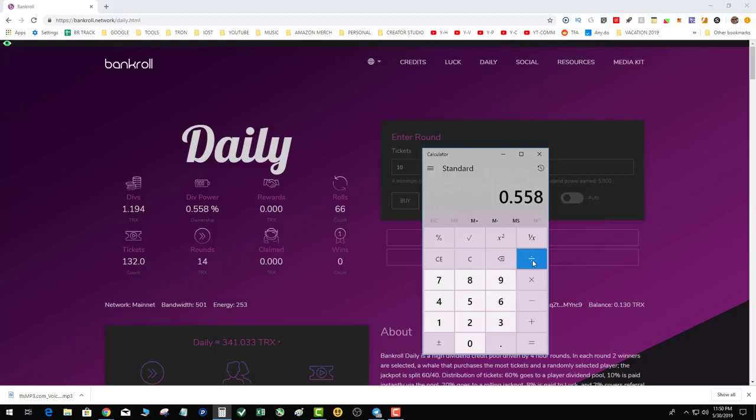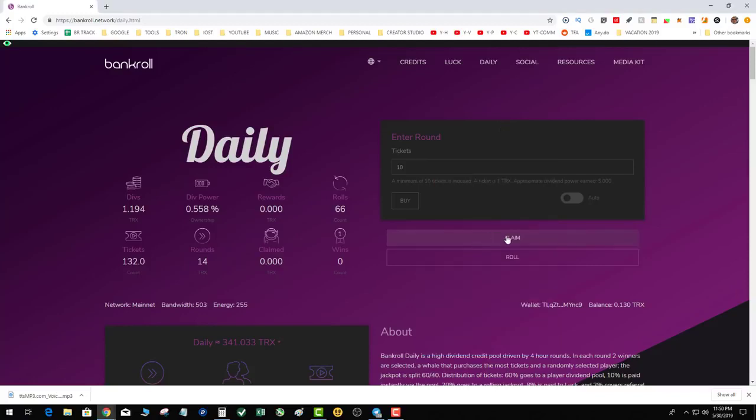So theoretically, if I hit the claim button right now, I would drop my dividend power to 95% because I lose 5%. I would go from 558 to 5301. So be wary. When you use the claim button, you want to make sure it's worth it.